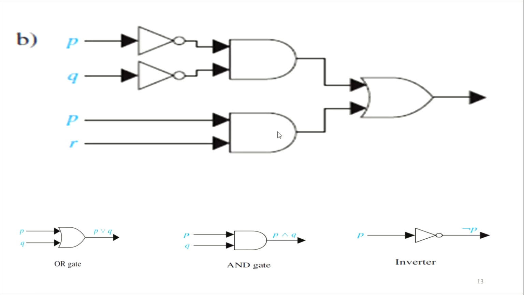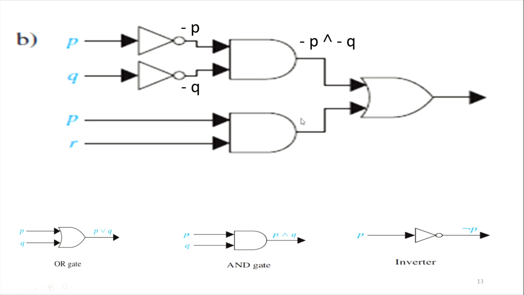Now let's go to B. We have these three signals, P, Q, and R. So P will become not P, Q will become not Q, because this is a negation gate or the NOT gate, the inverter. Next, this is AND, so we have not P and not Q.